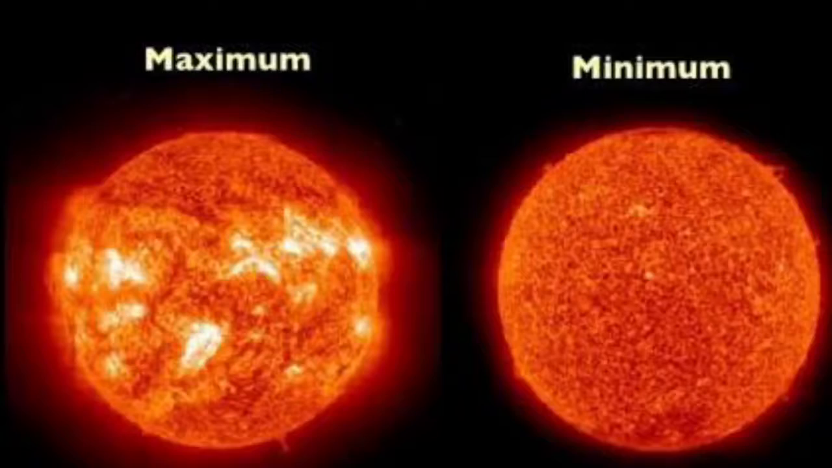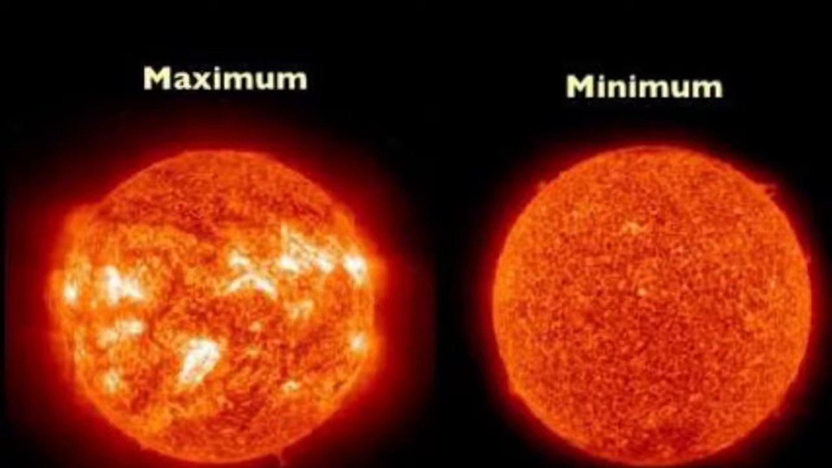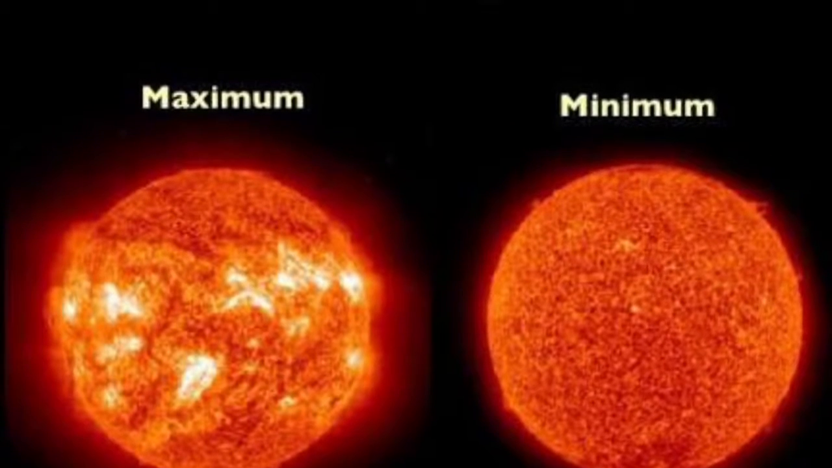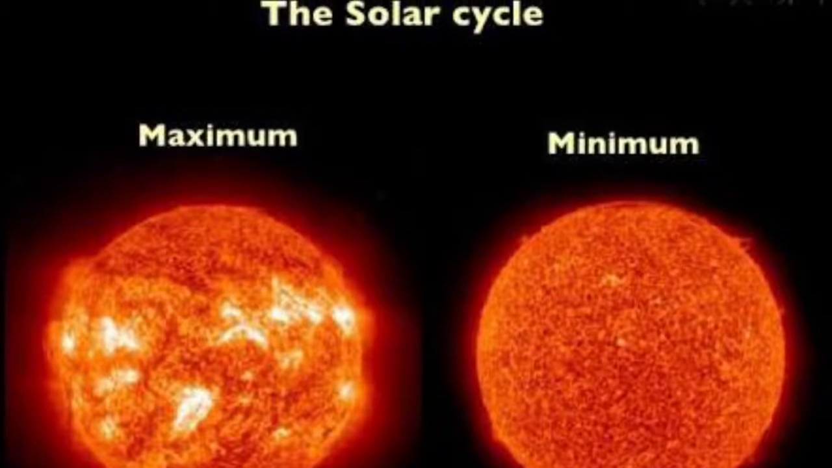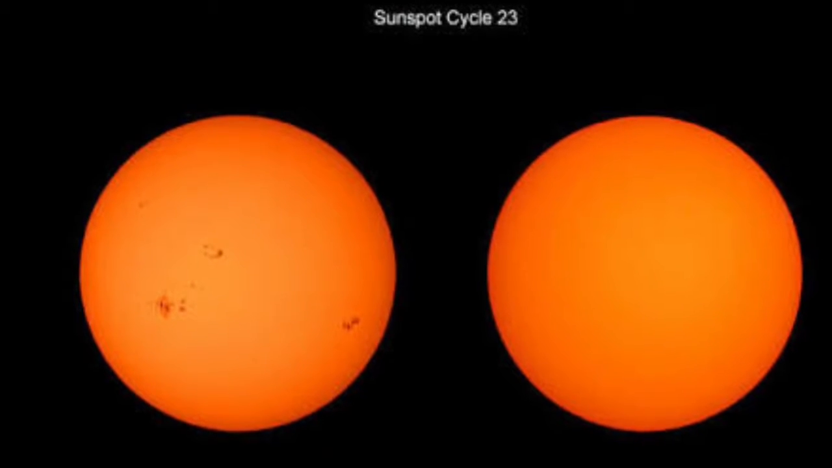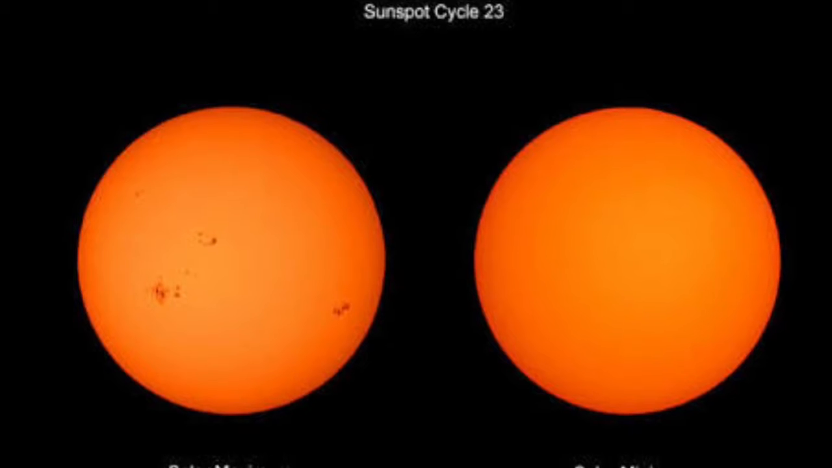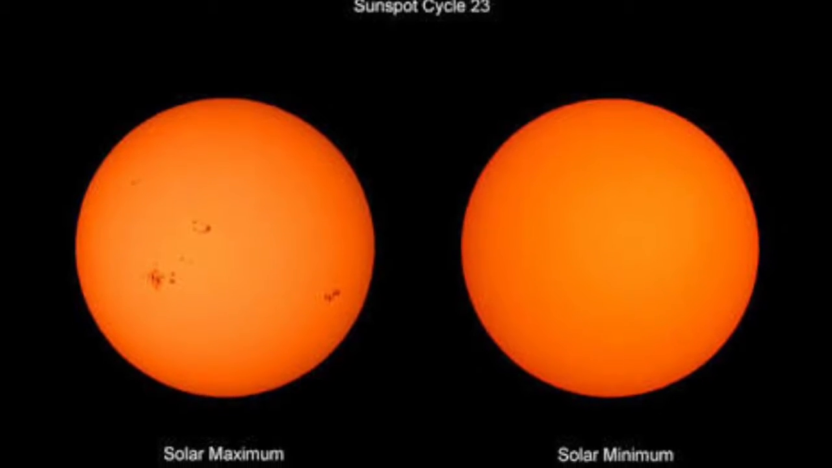The sunspot cycle was discovered in 1843 by German astronomer Samuel Heinrich, and basically this is termed as solar maximum or solar minimum, depending on the amount of sunspots. If the number of sunspots is comparatively less, then it's called solar minimum, and if the number of sunspots is comparatively more, then it's called solar maximum.